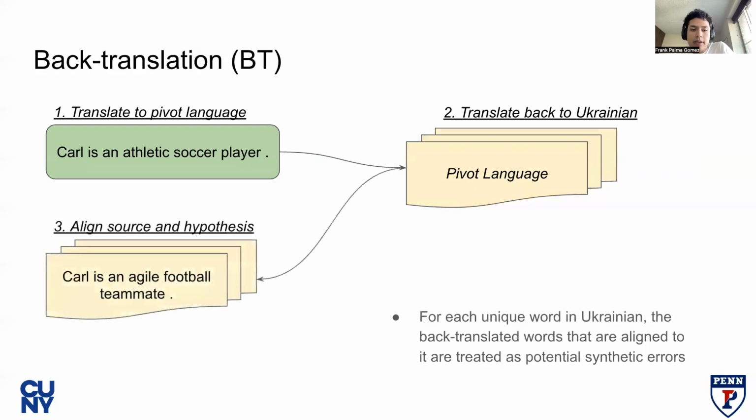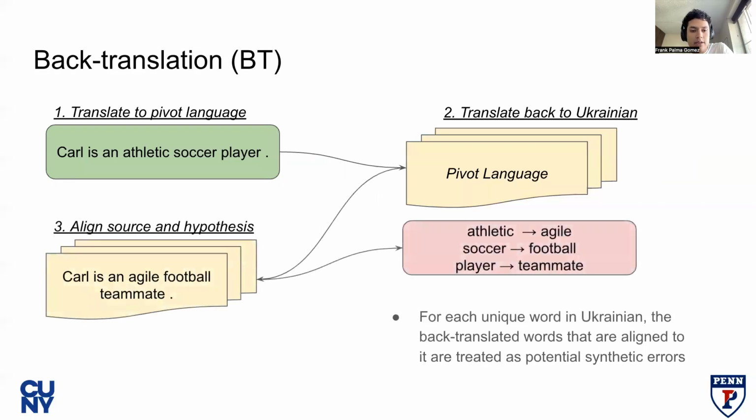We then translate each hypothesis back to English, and we align the back translations with the original sentence. In the example, we align athletic with agile, soccer with football, and player with teammate. For each unique word in Ukrainian, the back translated words that are aligned to it are treated as potential synthetic errors. In our experiments, the original sentence is in Ukrainian, and the pivot language we use is English.